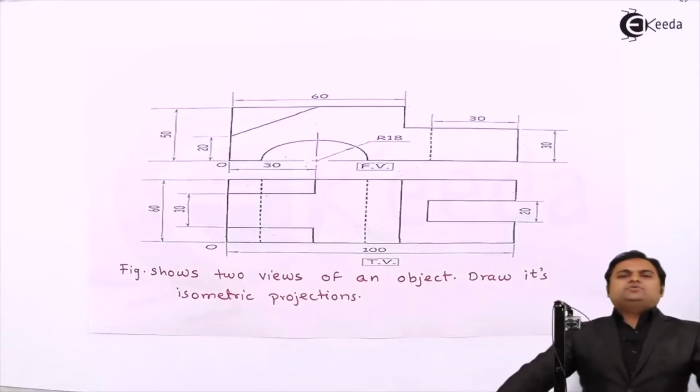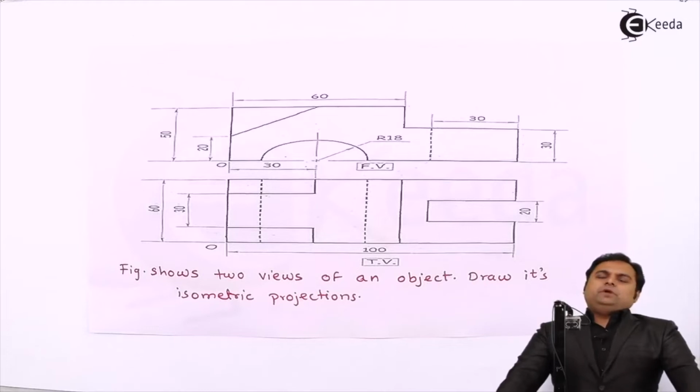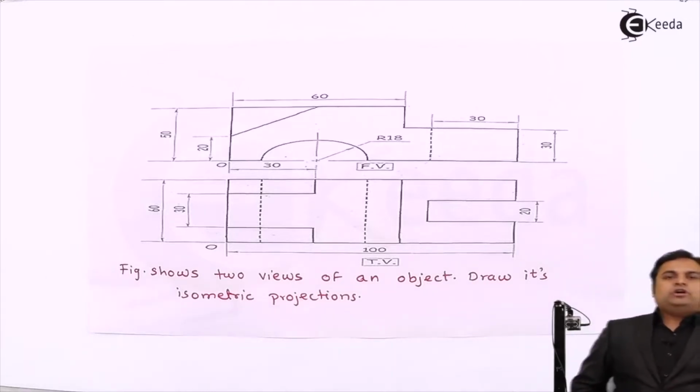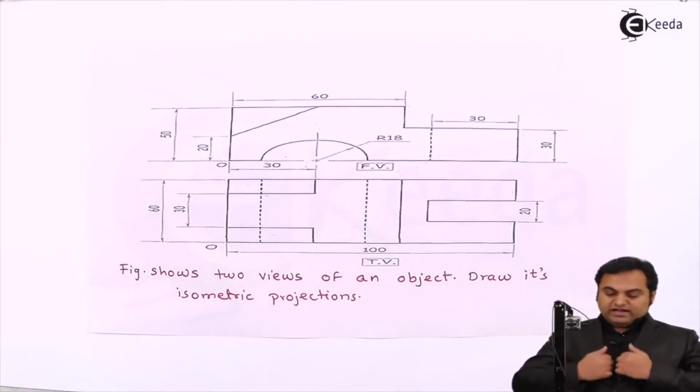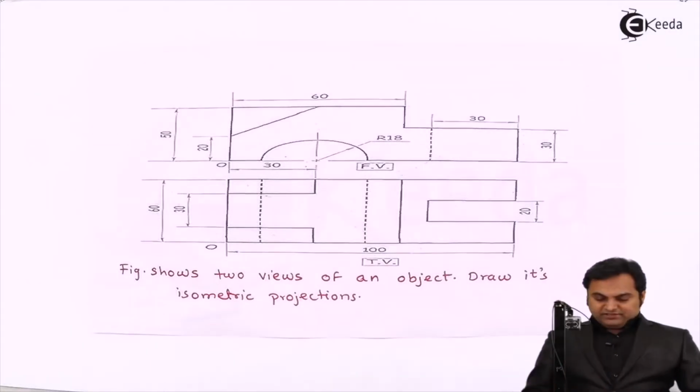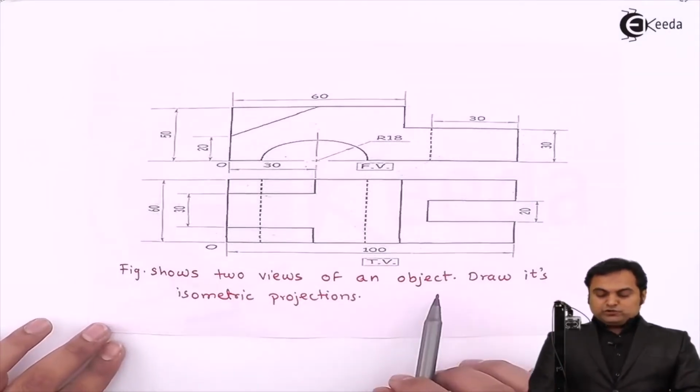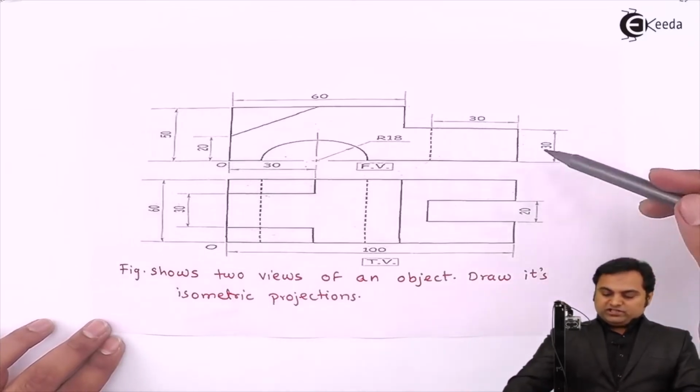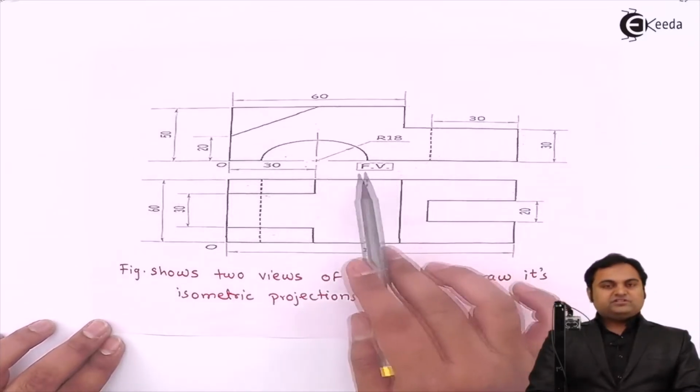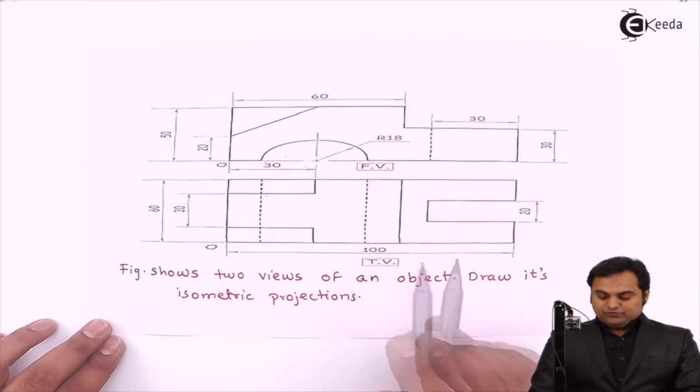Hello friends, here in this video we are going to see a problem on isometric projections or isometric views. For that, here we have a question. It is given that the figure shows two views of an object. The two views are given as FV, which is the front view, and this is the top view.